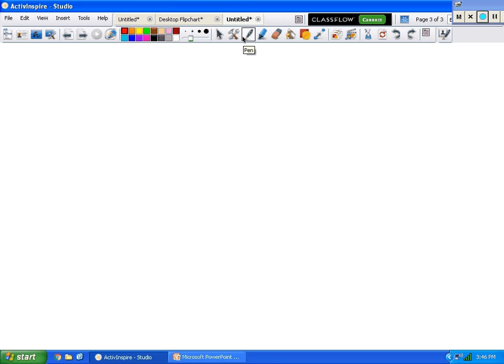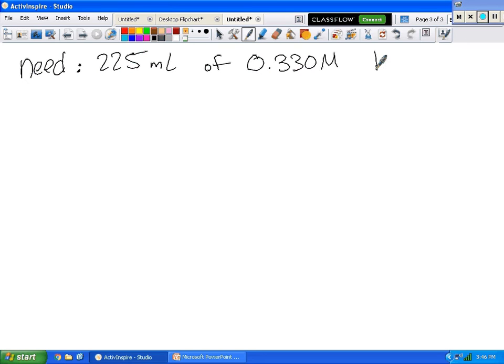So the first thing is they say we need 225 milliliters of a 0.330 molar KNO3 solution. This is 5A. But then the question specifically says determine the mass. So the question is the mass. Now I'm asking Peyton this and Peyton only. Based on the data that they gave us, can you possibly even get to the mass?